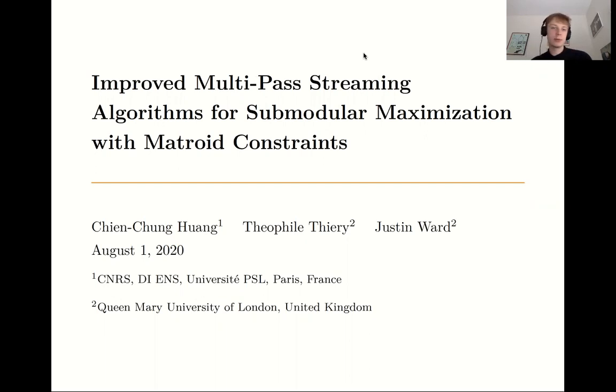In this talk, I'm going to talk about improved multipath streaming algorithms for submodular maximization with Matroid constraints. This is a joint work with Chen-Chung Huang, who is at ENS in Paris, and my supervisor, Justin Ward, at Queen Mary.